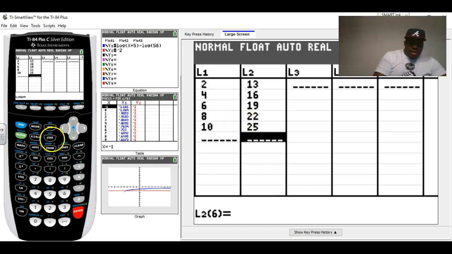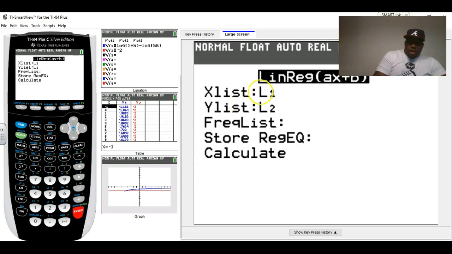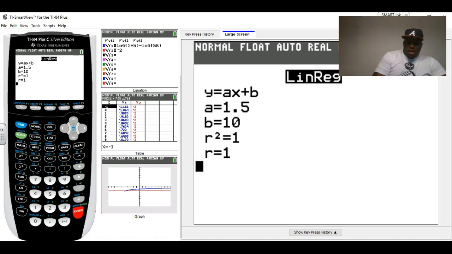Then we press stat again. We're going to go over to calculate. All right, now since we said it was linear, we go down to what's called linear regression, which is going to be this one right here. Linear regression. And I hit enter. All right, and list one and list two. All right, go down to calculate. And voila, this is our equation. Okay, you see that it says ax plus b. A is 1.5, b is 10.